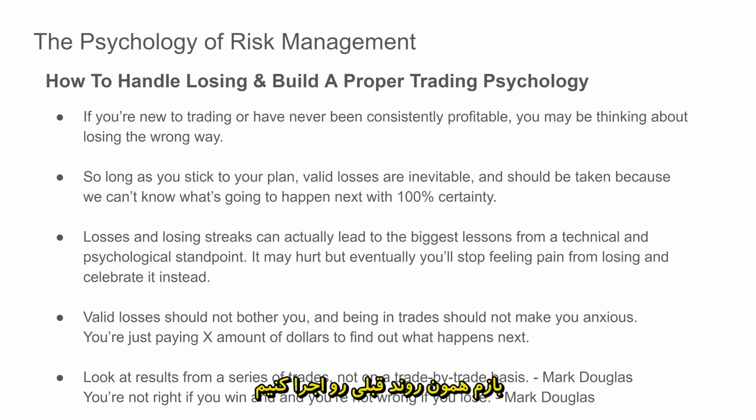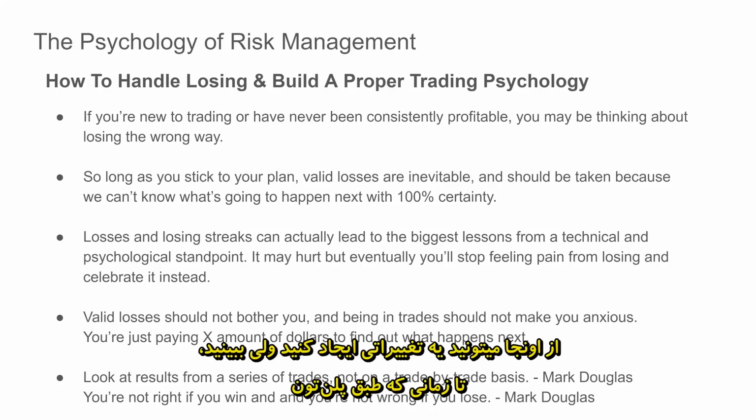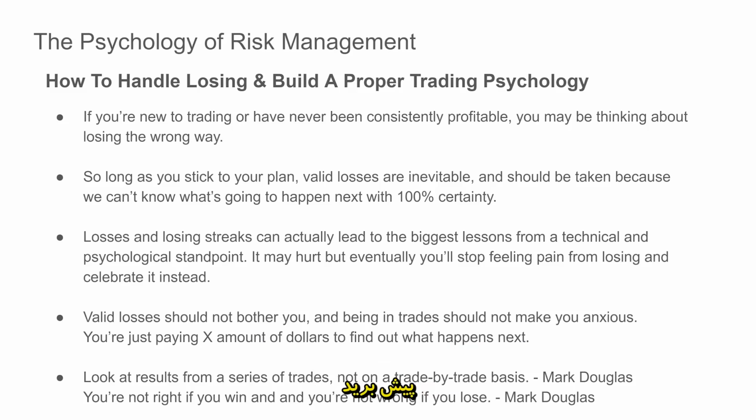It's fine. If over a long series of trades you notice that, okay, I've collected a sample size of 30, 40, 60, 100 trades, and I can see that my expectancy is in the negatives, then okay, you have a problem. You can start making tweaks. But listen, so long as you stick to your plan, valid losses are inevitable and they should be taken because, again, we can't know what's going to happen next with 100% certainty.